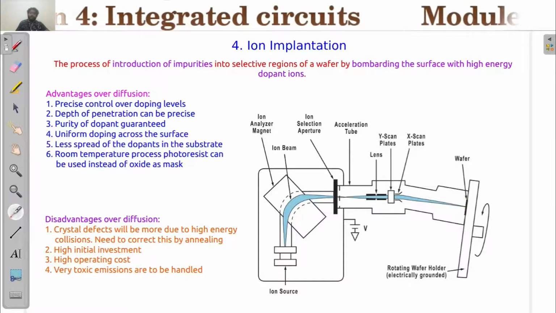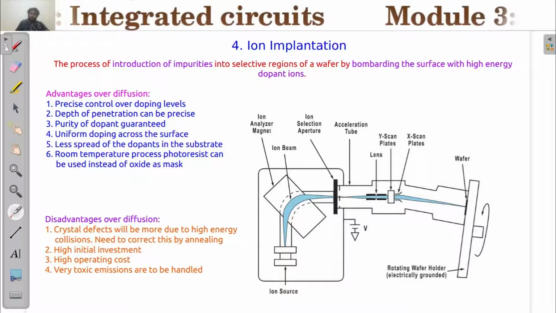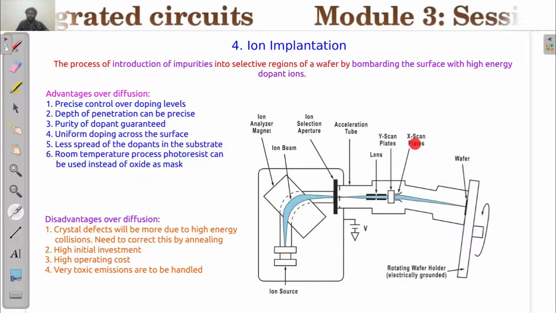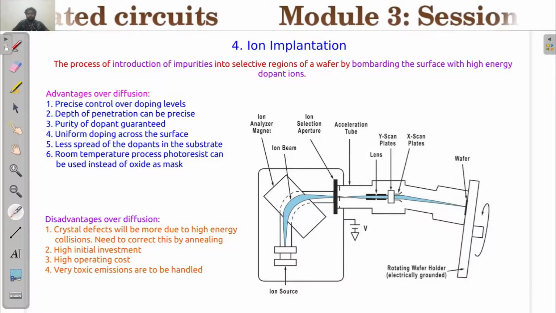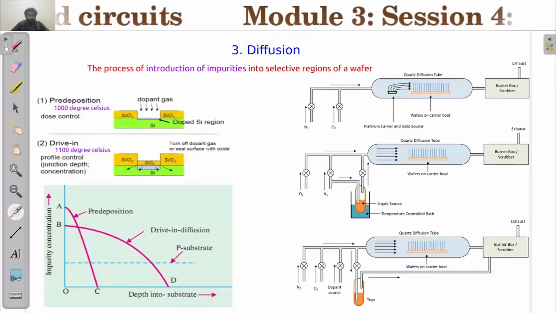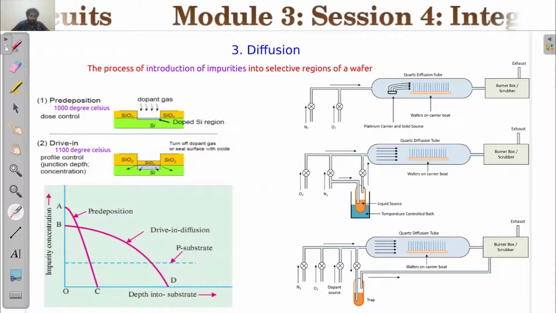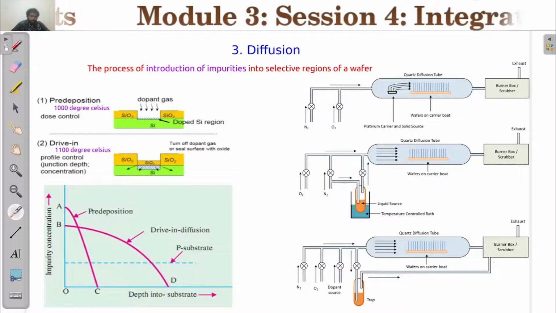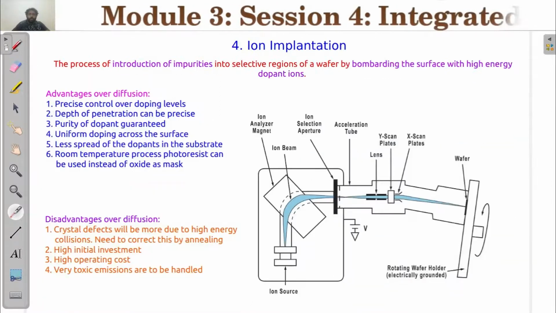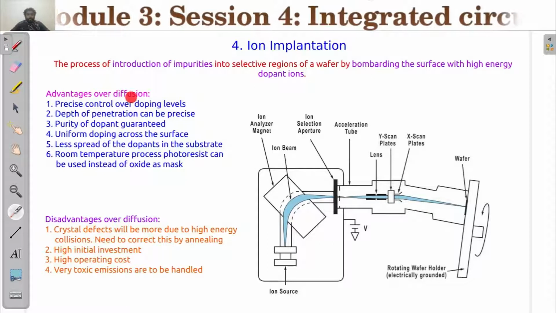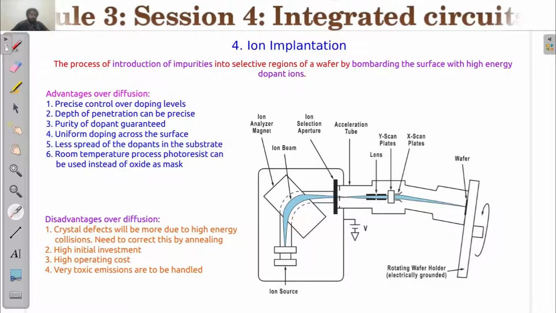So this is how ion implantation is done, and it's a very precise method, and that is why we can have very vertical kinds of features. So suppose you are trying to make a vertical kind of impurity introduction, just like this one, then we can go for ion implantation. Okay. So the advantages of ion implantation over diffusion are like this.